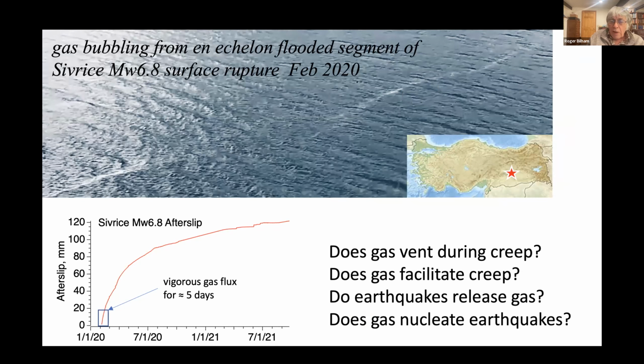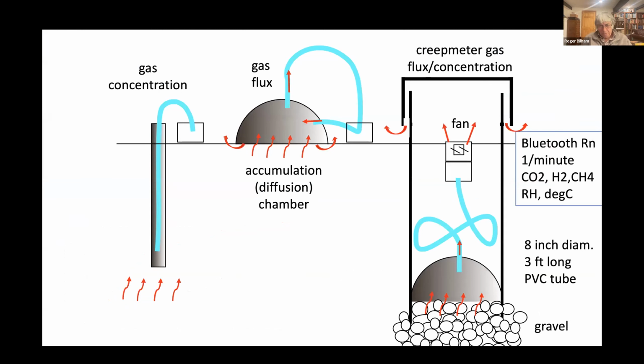And this gives rise to a number of questions, like, does gas come out of the San Andreas creeping fault during creep events, or does it in fact facilitate creep? More interestingly, we know earthquakes release gas, but does gas nucleate earthquakes within the seismogenic zone? So those are interesting questions.